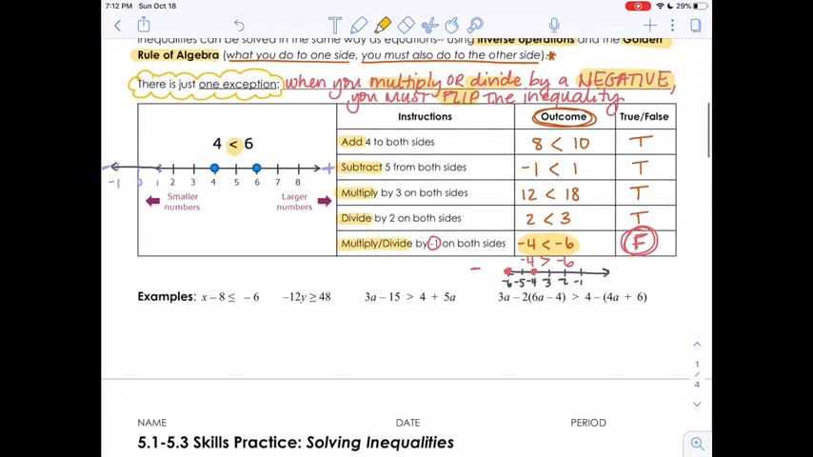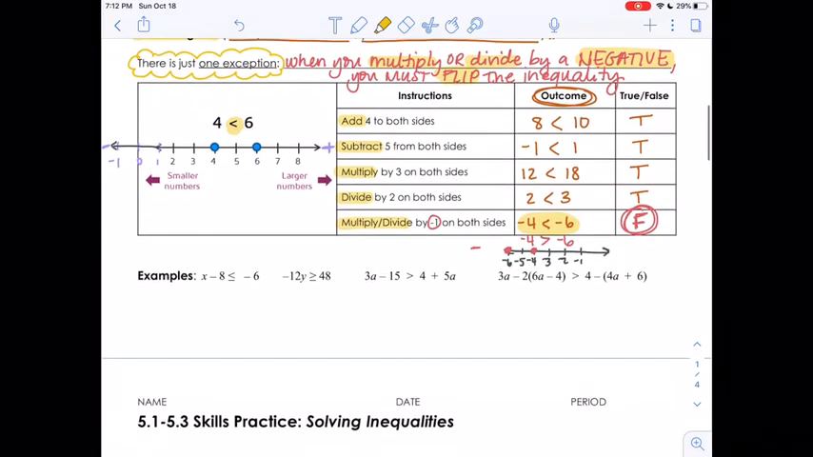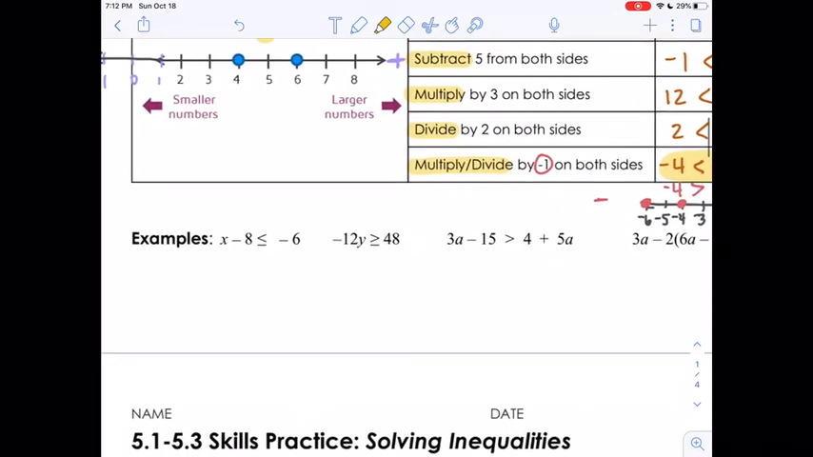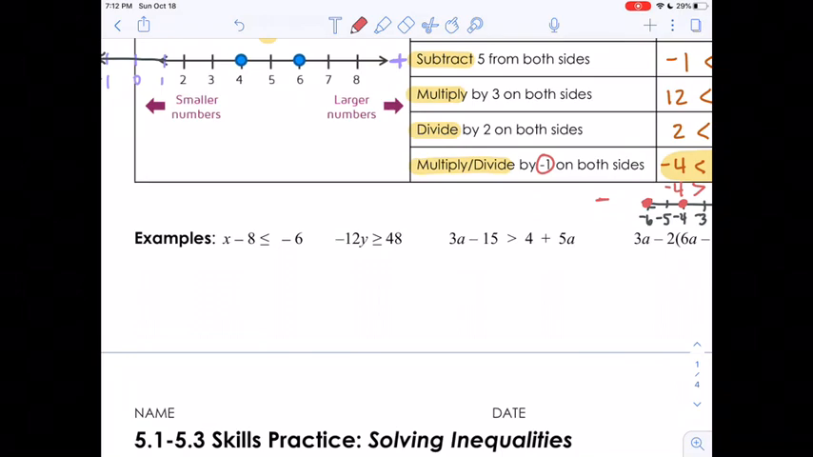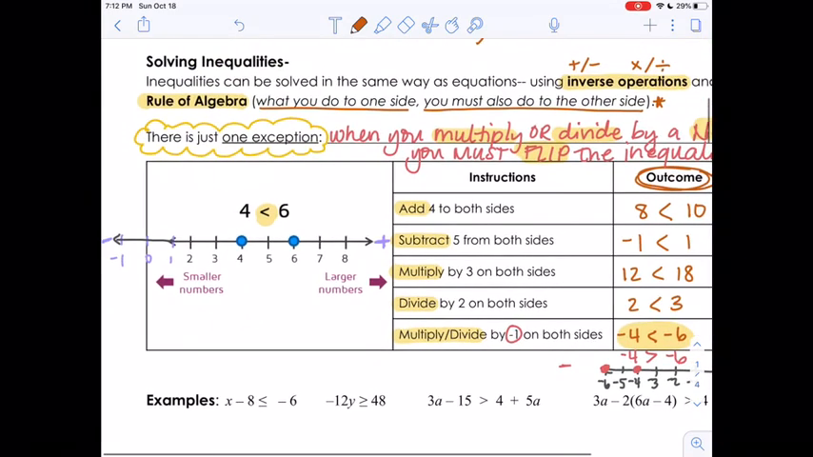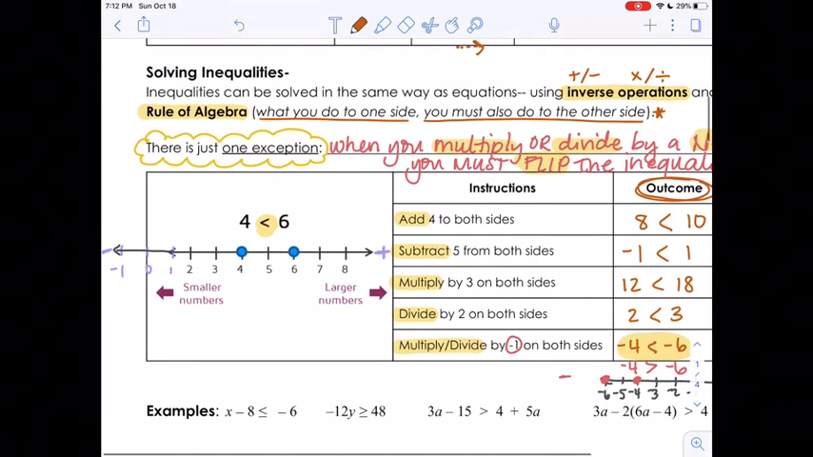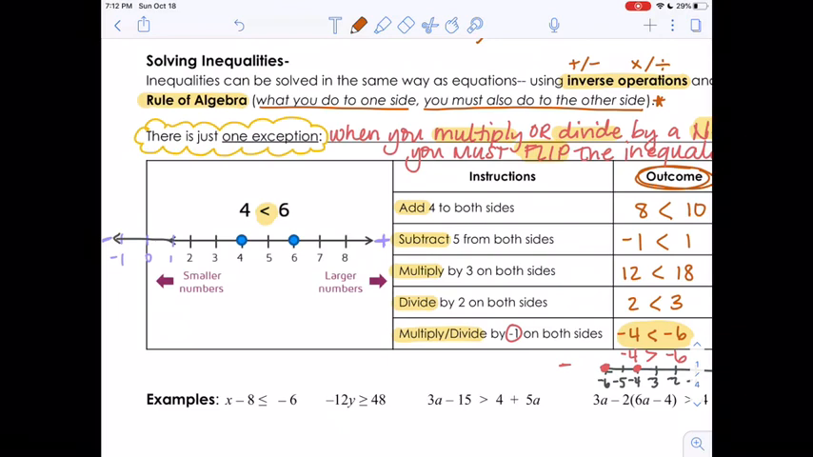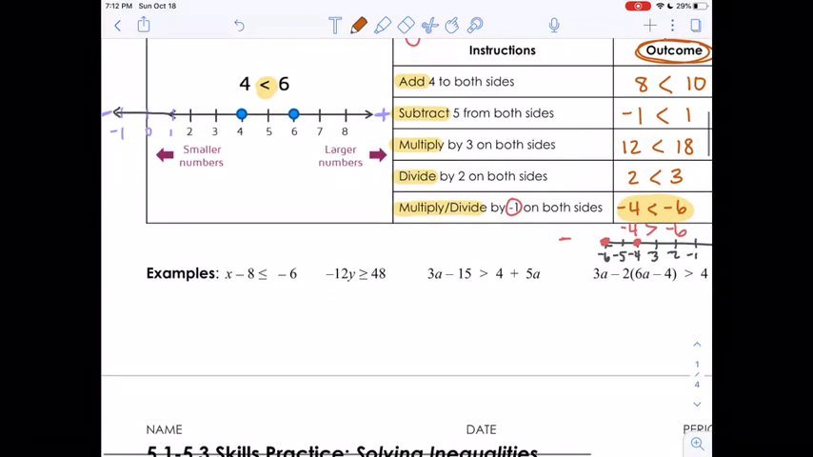So now we're going to get into some examples of solving inequalities. So if I look down here, for the first one, I have x minus 8 is less than or equal to negative 6. So like these instructions say, I'm going to solve these the exact same way I would solve an equation. I'm going to use inverse operations, golden rule of algebra. But if I multiply or divide by a negative, I have to flip the sign.